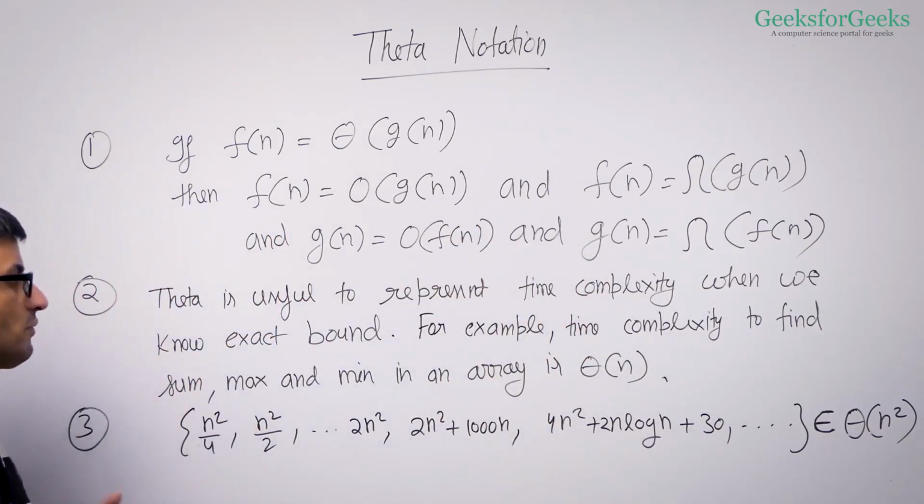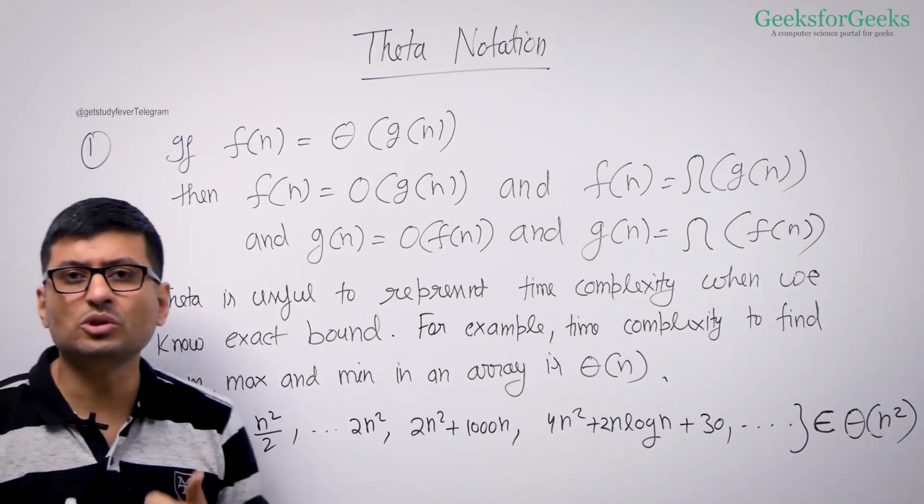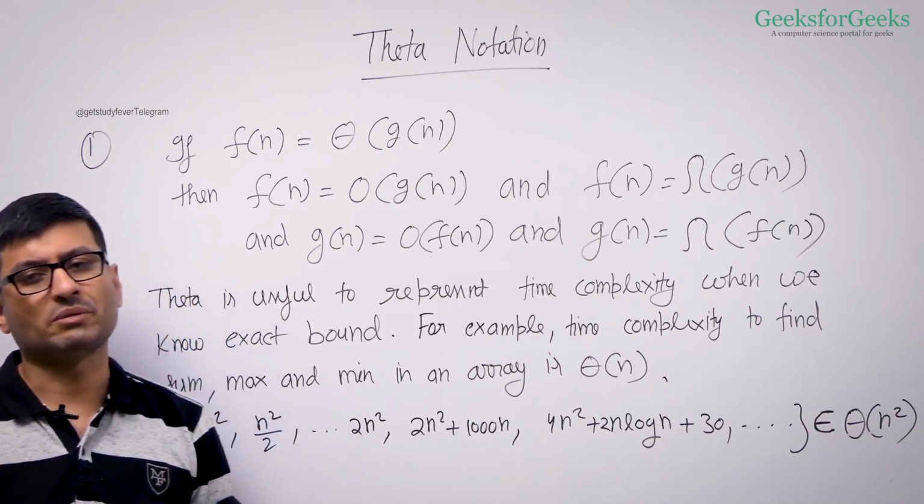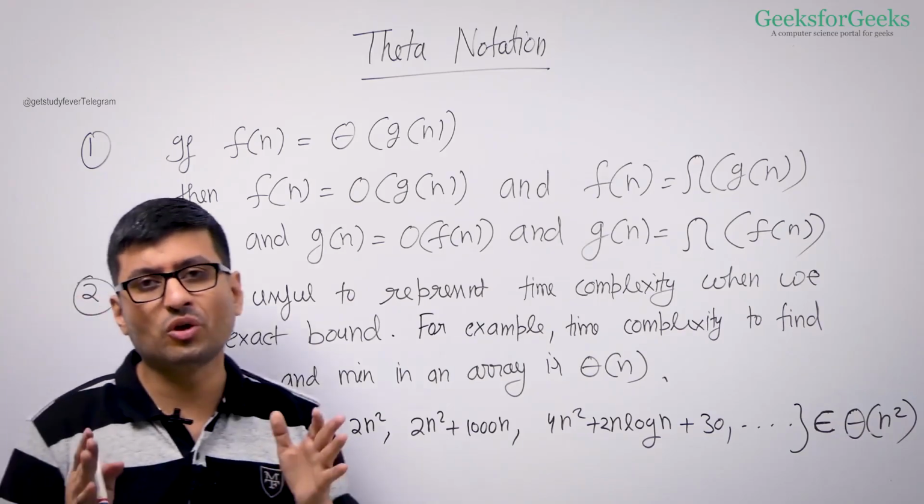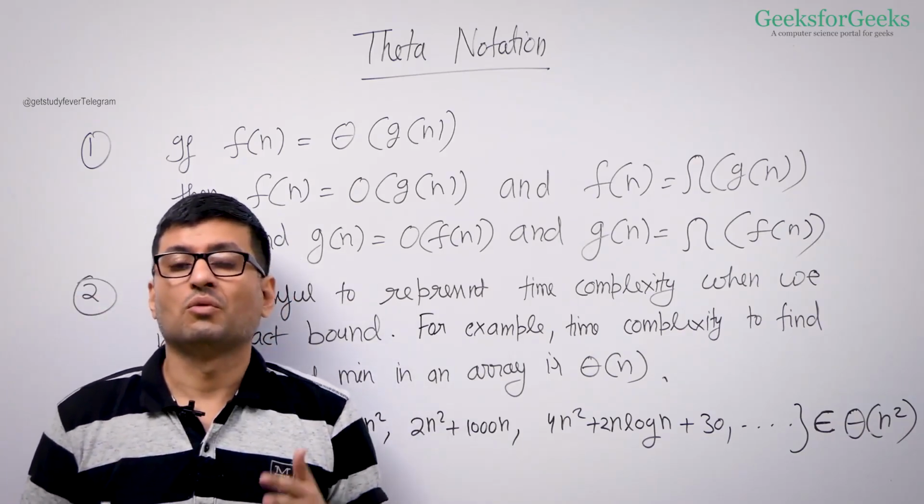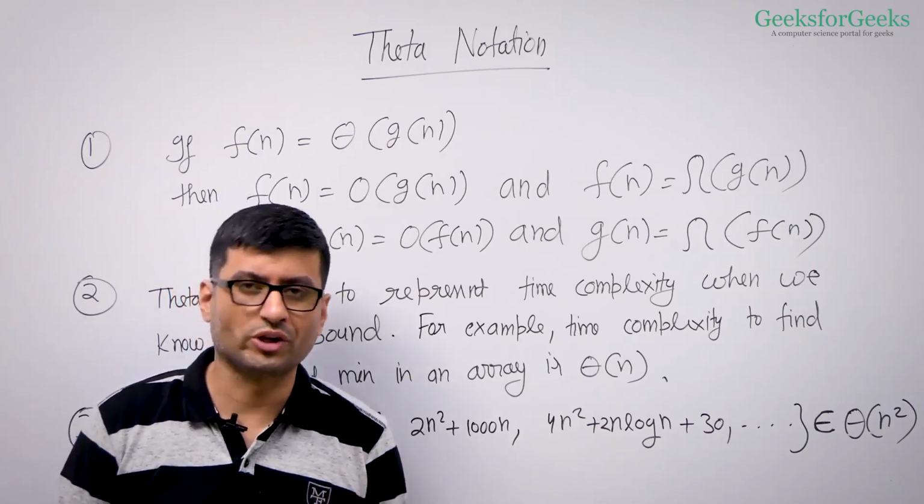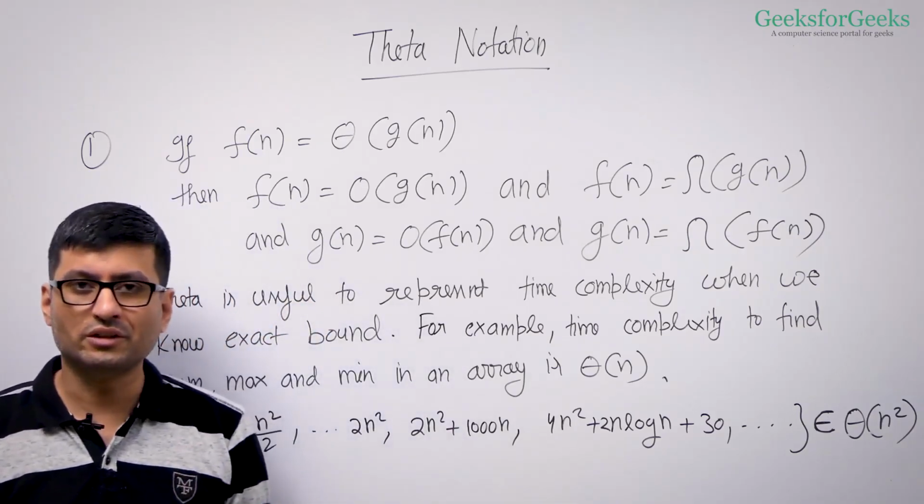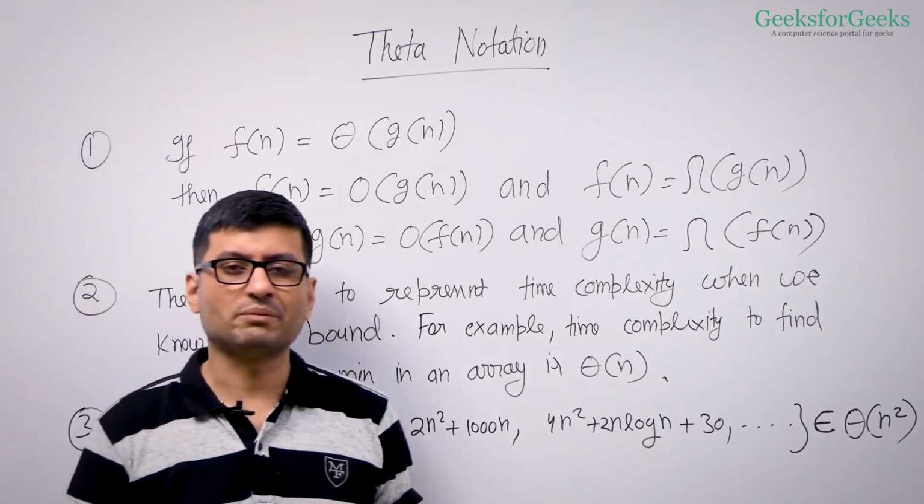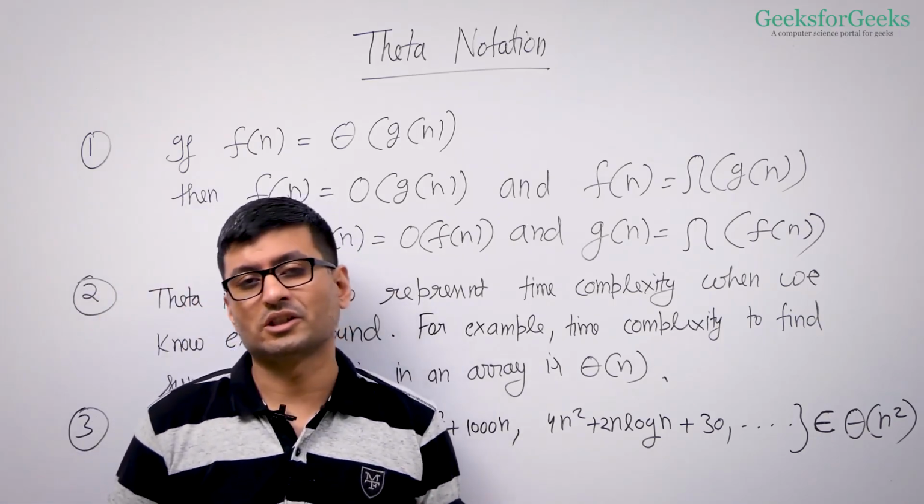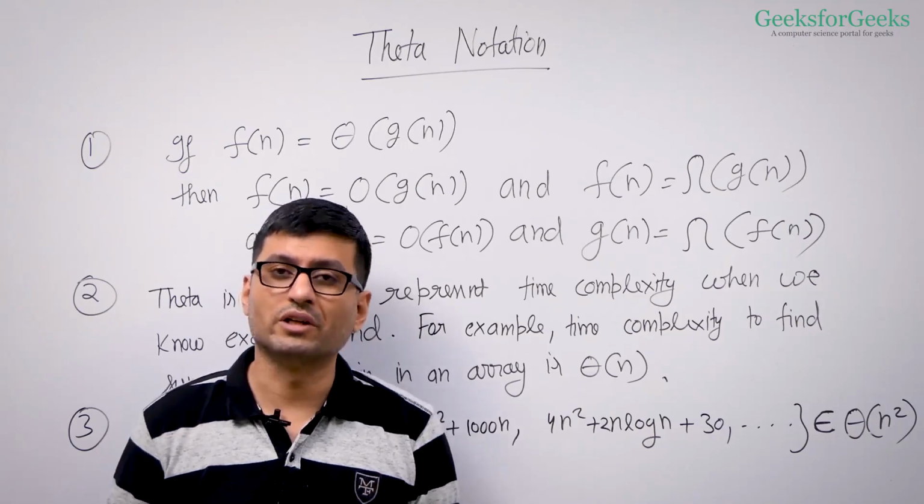Second point, theta notation is useful when you know the exact bound. Ideally, we should be using theta wherever we can. We should use other loose notations like big O and omega notation when we don't know the exact bound. Theta notation, it's good to use everywhere, right?